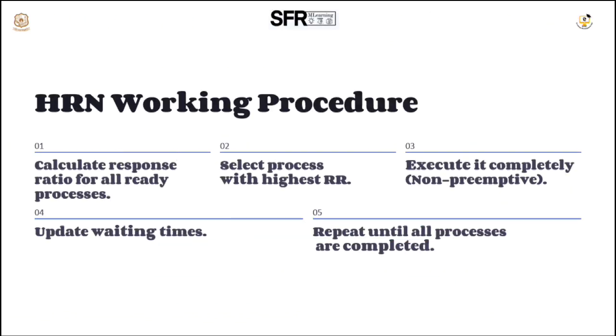HRN working procedure. Calculate the response ratio for all ready processes. Select the process with the highest response ratio. Execute it completely, that is, non-preemptive. Update waiting times. Repeat until all processes are completed.